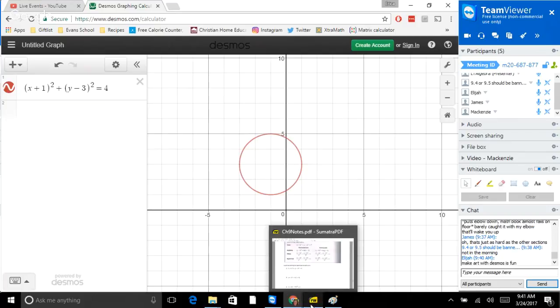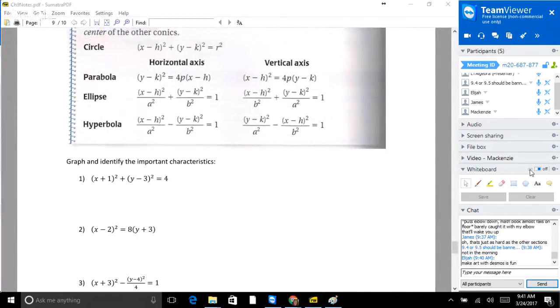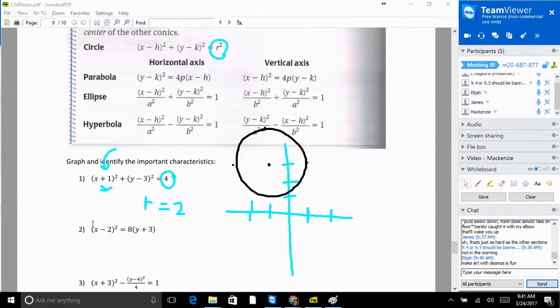So back to the original problem: graph and identify the important characteristics. Well, you could graph it without even Desmos, but you'll probably use Desmos. So what would the important characteristics of a circle be? The important characteristics to note would be that the radius is 2, and that the center is at -1, 3.